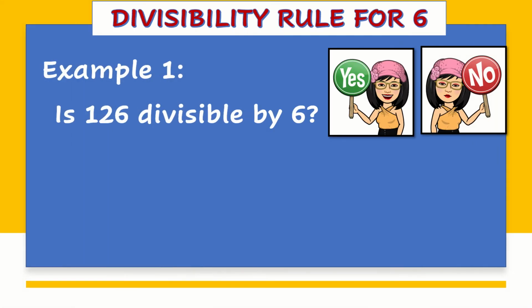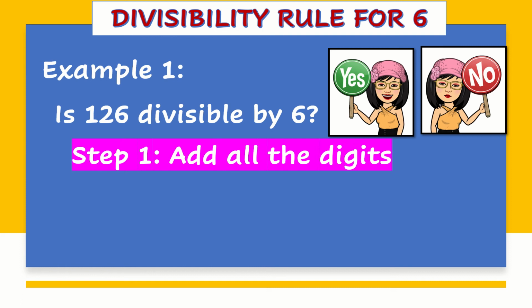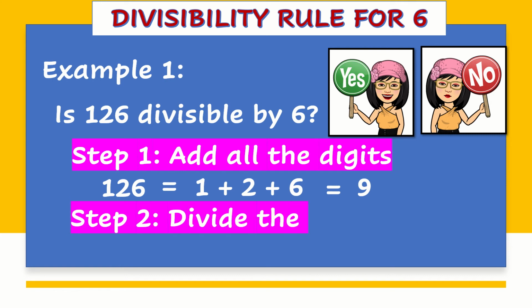Divisibility rule for 6, example 1. Is 126 divisible by 6? We may answer with a yes or a no. Step 1. Add all the digits. 126 equals 1 plus 2 plus 6 equals 9. Step 2. Divide the sum by 3. The sum is 9 divided by 3. Then the answer is 3. It is divisible by 3.